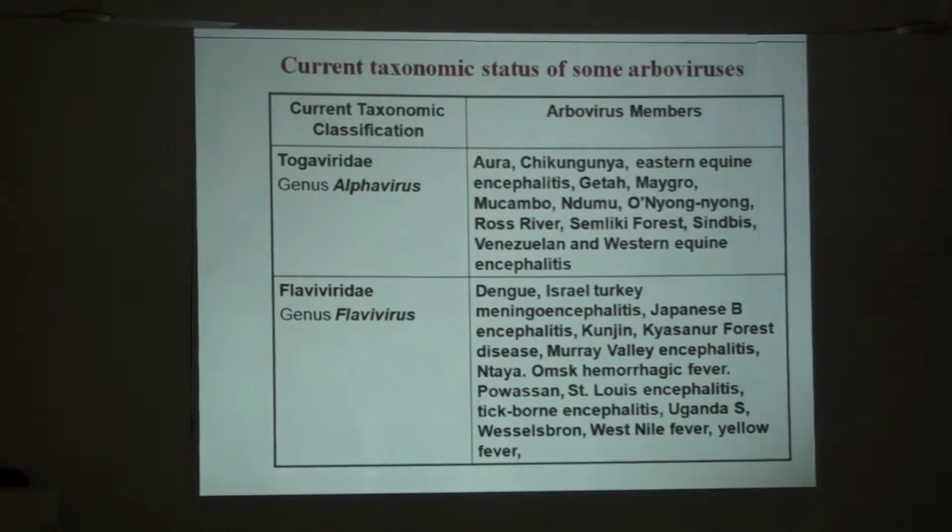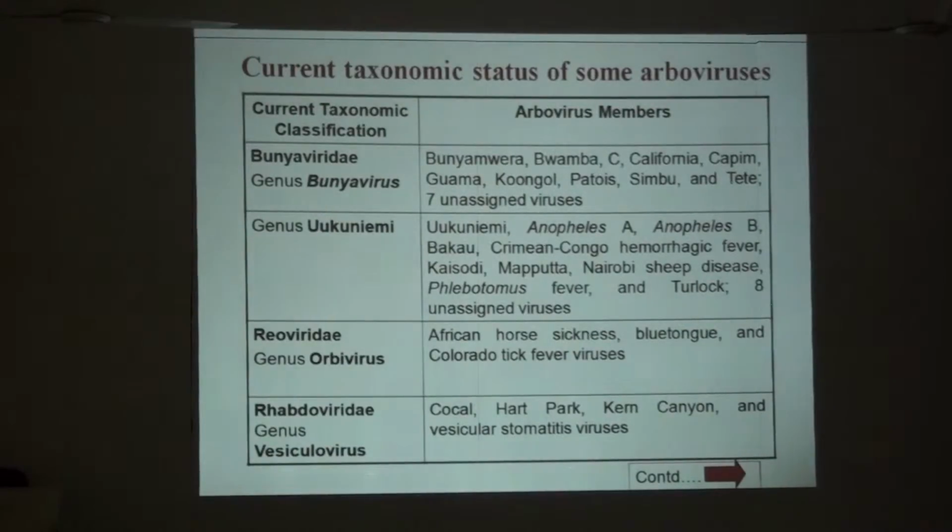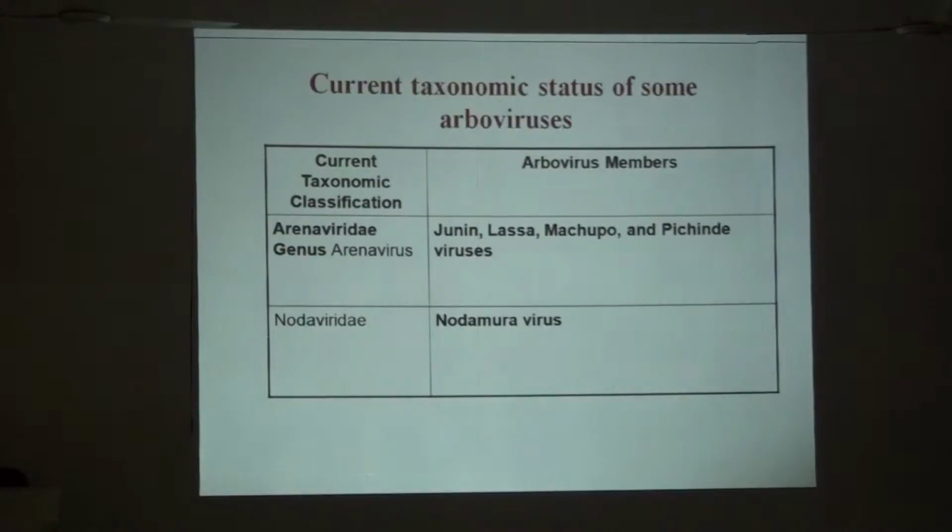The current taxonomic status of some arboviruses: the family Togaviridae, which includes the genus Alphavirus, with species Aura, chikungunya virus, Semliki Forest, Sindbis, Venezuelan and Western equine encephalitis virus. Flaviviridae, which includes the genus Flavivirus, which includes dengue, Japanese encephalitis, KFD virus, etc. And Bunyaviridae, Reoviridae, Rhabdoviridae with Vesiculovirus, and last, the Arenaviridae, which are also included among the arboviruses.